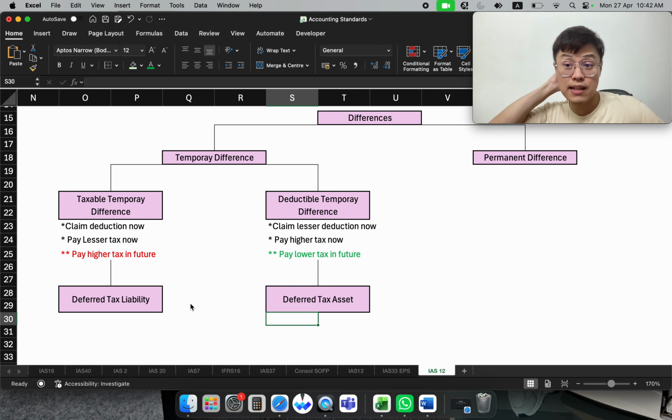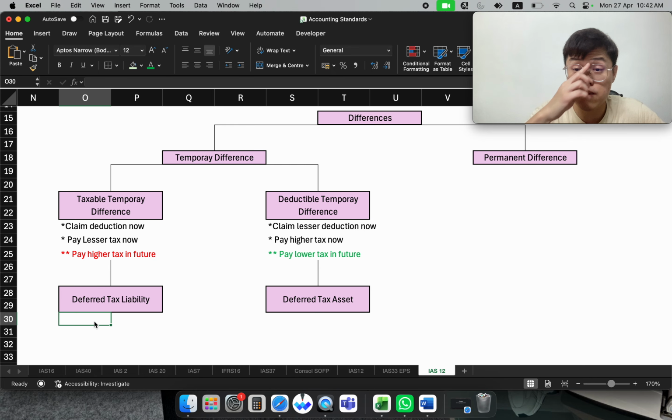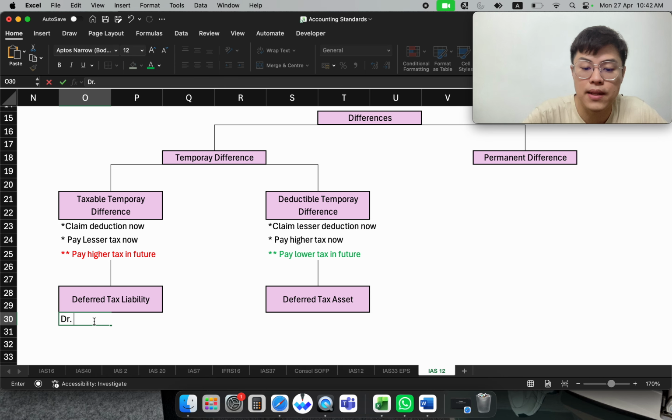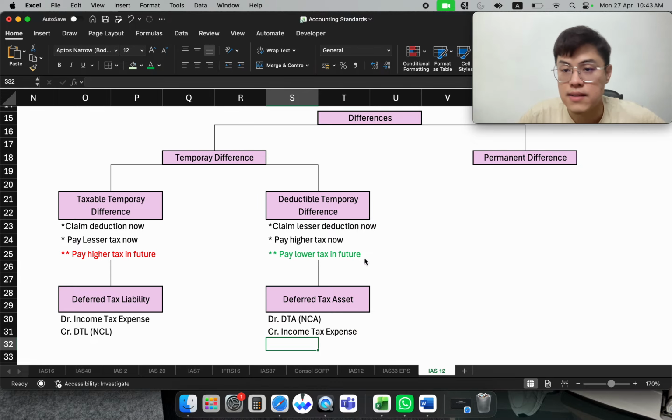So deferred tax asset is actually your income or reduction of income tax. If you were to ask me to do a double entry, we are going to debit income tax expense and credit deferred tax liability as your non-current liability in SOFP. But for deferred tax asset, you will debit deferred tax asset under non-current asset, and you are going to credit income tax expense because it's a saving.